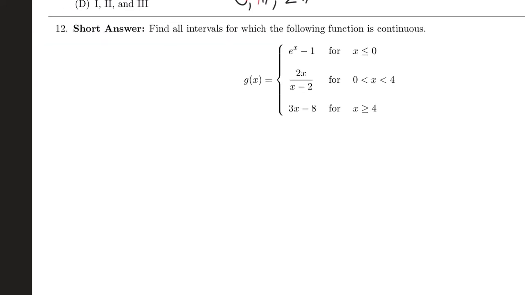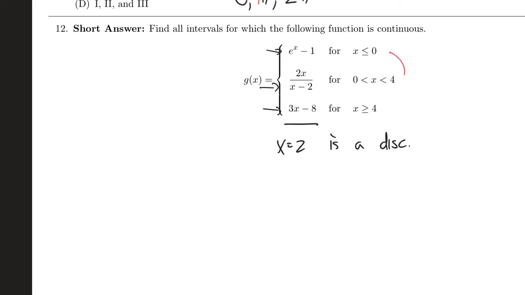All right, and then 12, we're trying to figure out the intervals where this function is continuous. Again, first of all, just look at the rules themselves. Nothing's going to go wrong here with this exponential. Nothing's going to go wrong here with this polynomial. But here, something will go wrong. x equals 2 is a discontinuity. I'm just going to abbreviate like that. So x equals 2 is a discontinuity. And that's the one thing we have to check with the functions themselves.